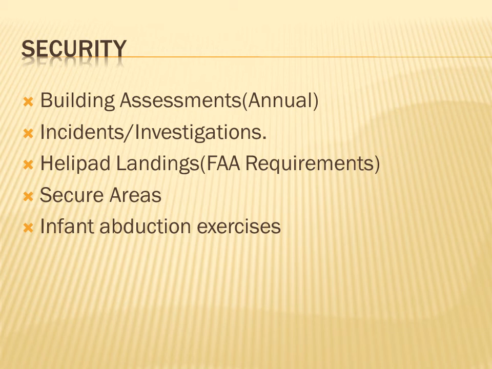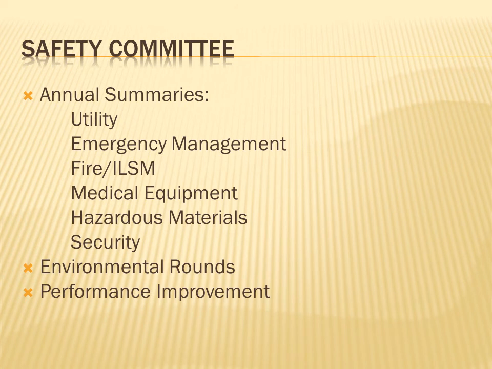Again, these are required to be done on a regular basis, and they should be well documented, submitted and reported. So these are examples of security reports that typically need to be reported for committees and for annual review. The Safety Committee, when it comes to the Safety Committee, there are annual summaries that are required. And we're going to go over what's involved in these summaries in just a little bit. But the areas that require summaries are utilities, emergency management, fire, which I combine with life safety, medical equipment, hazardous materials, and security.